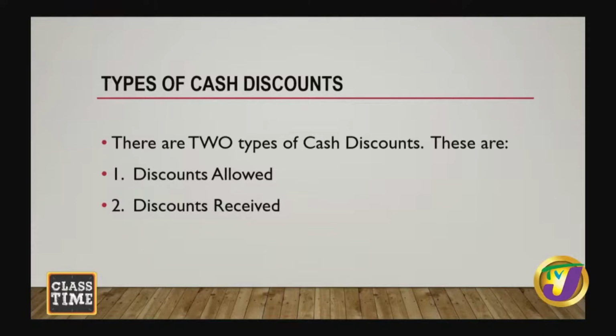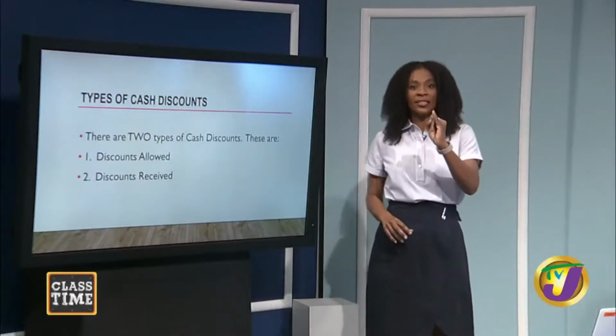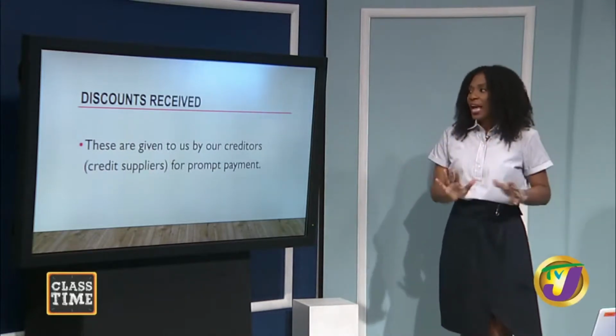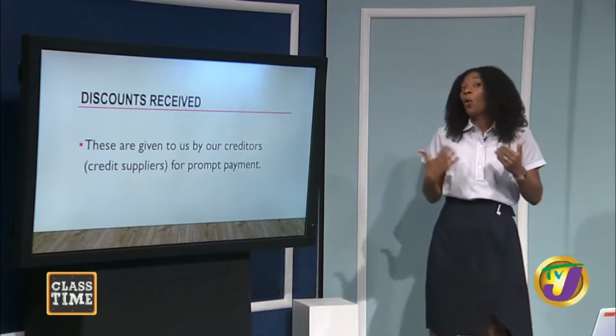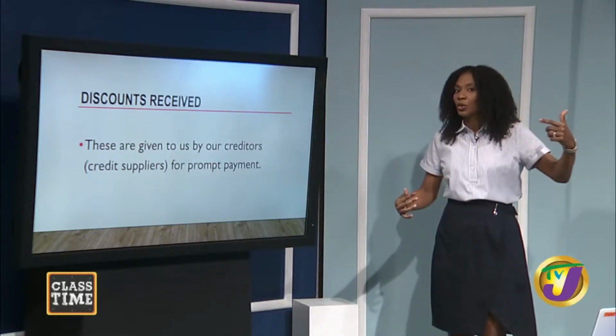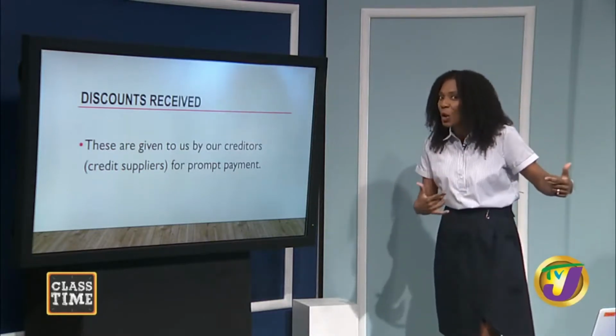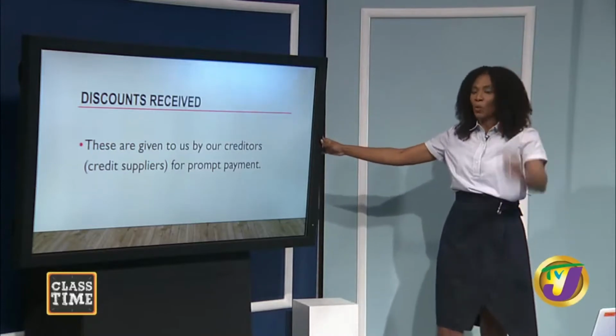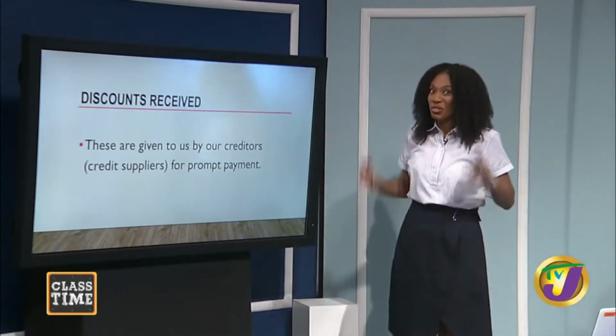There are 2 types of discount, students. Sorry, 2 types of cash discounts. Now, we have discounts allowed, and we also have discounts received. Hold that. Don't let it go. 2 types of cash discounts. Discounts allowed, discounts received. Now, the discount received, these are given to us by our creditors or credit suppliers for prompt payment. Think about Julie. Did she receive a discount a while ago for prompt payment? So what type of discount did she get then? Boom, you're correct. She got a discount received.